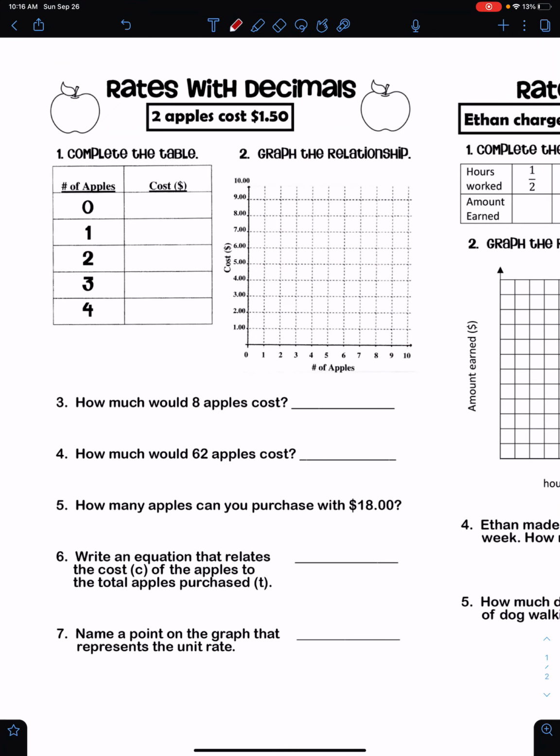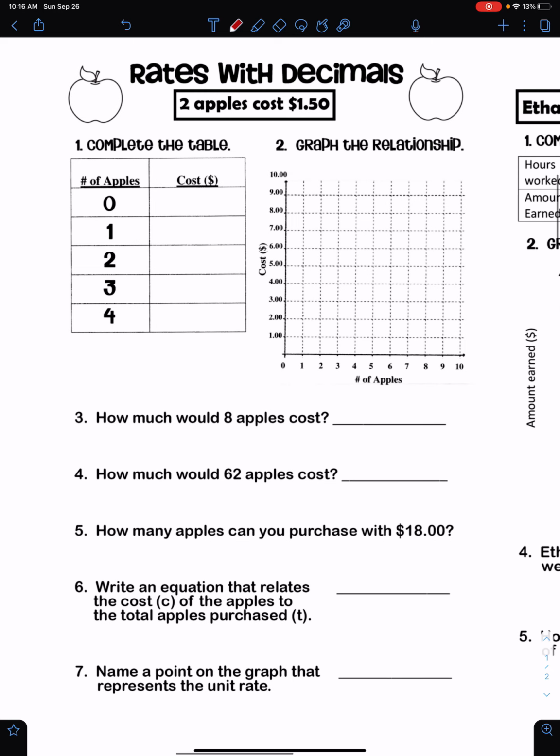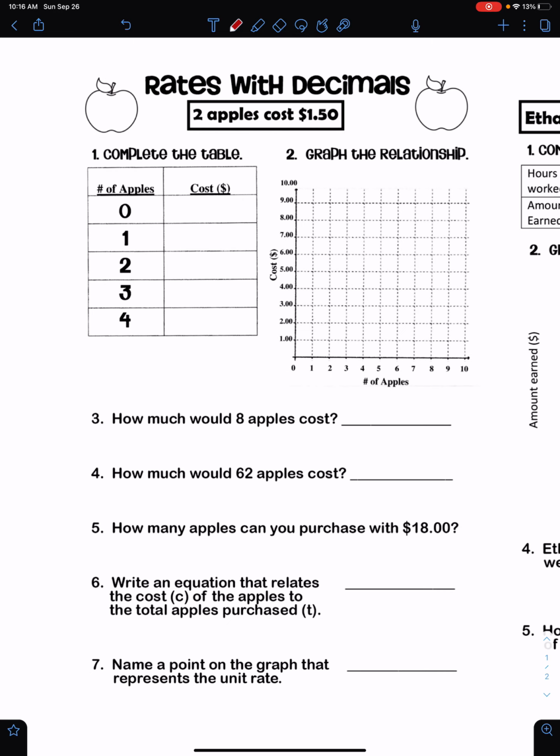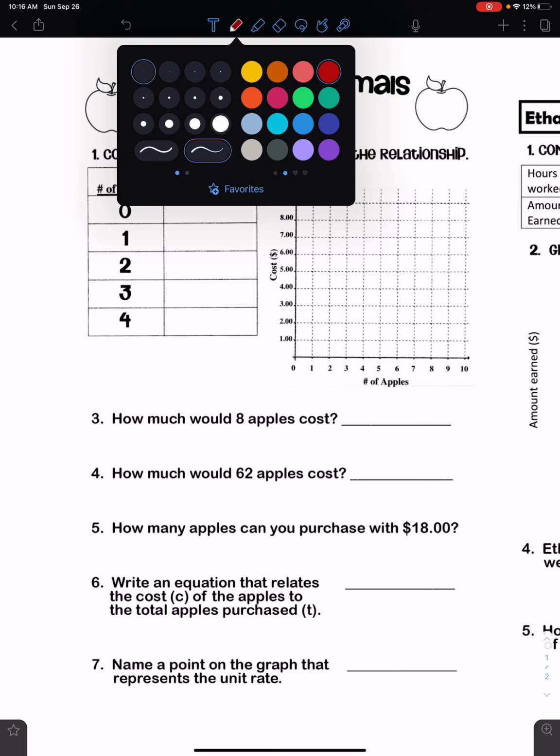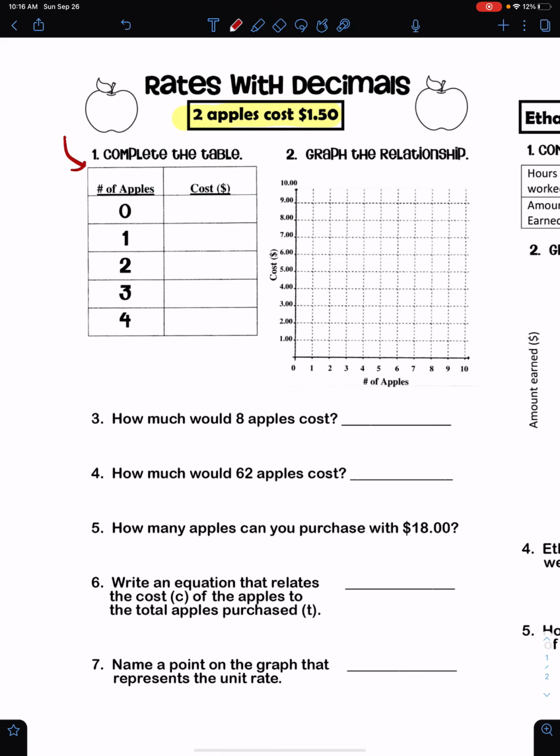All right, today we're going to be talking about rates with decimals and fractions. Let's start with rates with decimals. If we have two apples that cost $1.50, let's fill out this table using that information. Let me make this a little bit smaller. Okay, we're going to fill out this table.